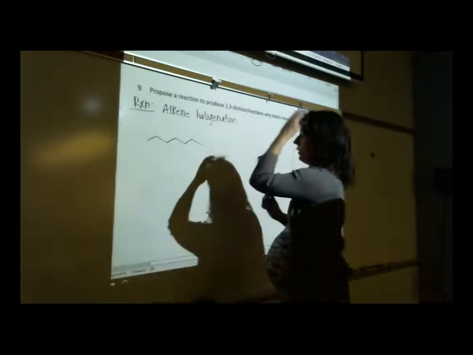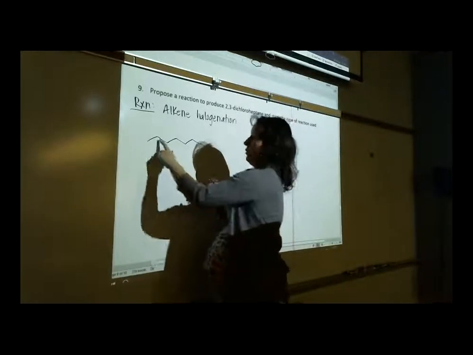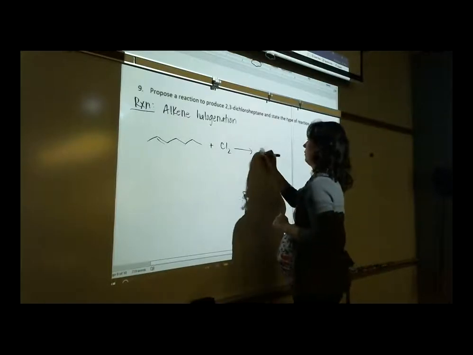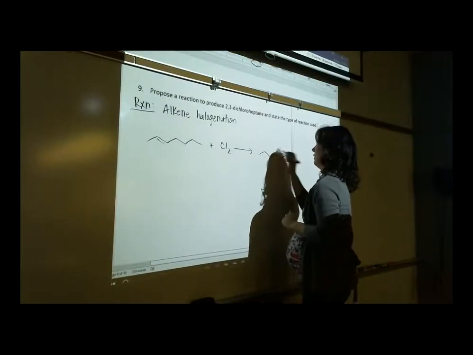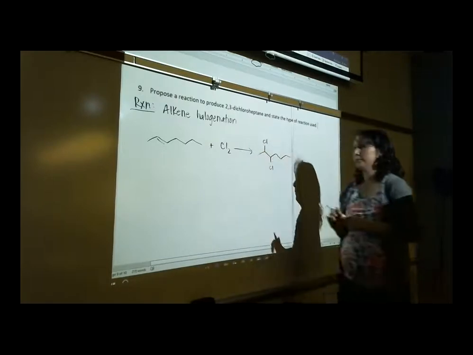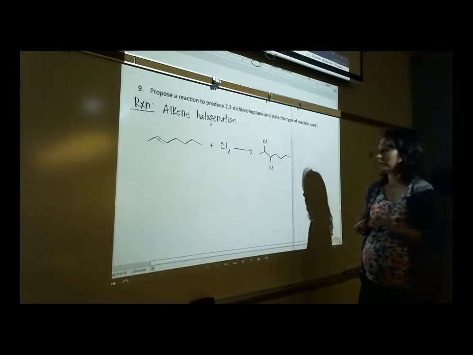So hep again, 1, 2, 3, 4, 5, 6, 7. We want this to be 2,3-dichloro. So where does the double bond need to be? Between 2 and 3, right? And then we're reacting this with Cl2. Do we need any catalysts here? No, this does not require a catalyst. 1, 2, 3, 4, 5, 6, 7. Cl, Cl. So that's a review problem too. That's the second reaction we learned this semester.